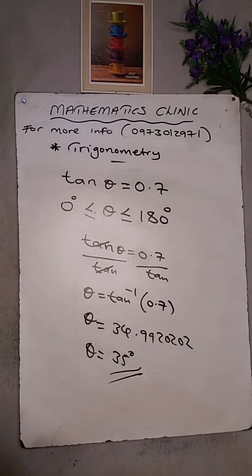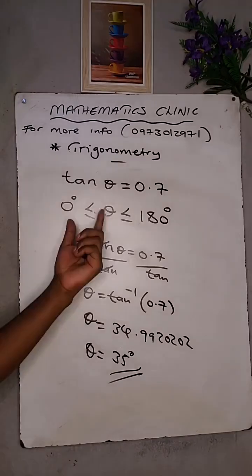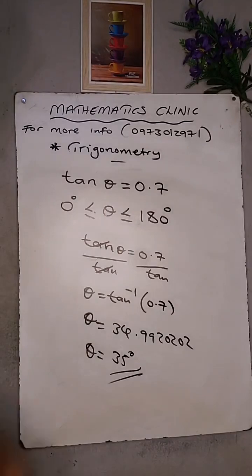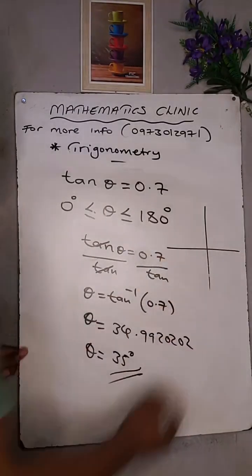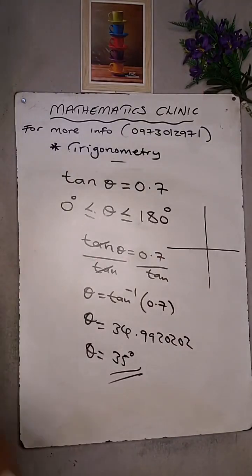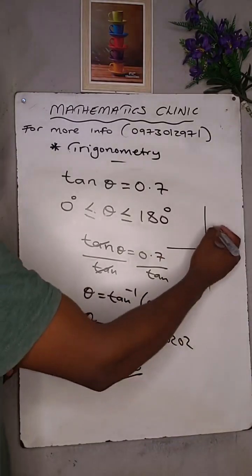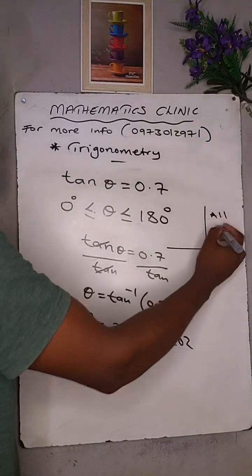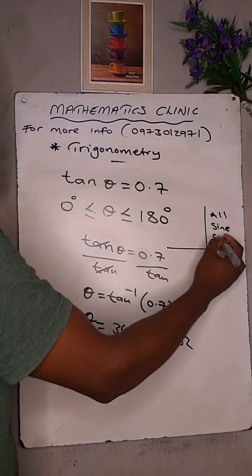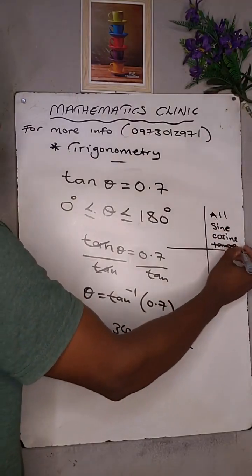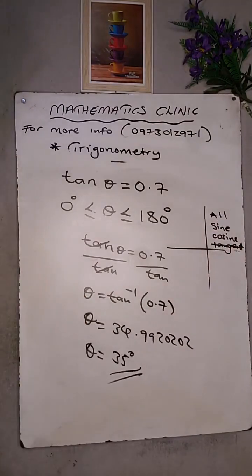So now look at this. We have been given a range. So you look for quadrants where your tan is positive, because in the first quadrant, all the trigonometric ratios, including sine, cosine, and tan, are all positive.